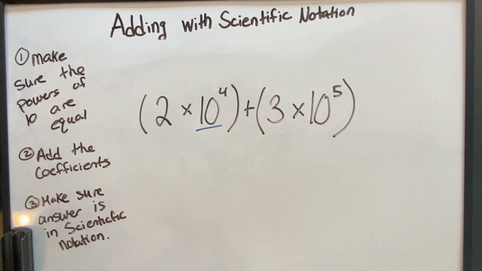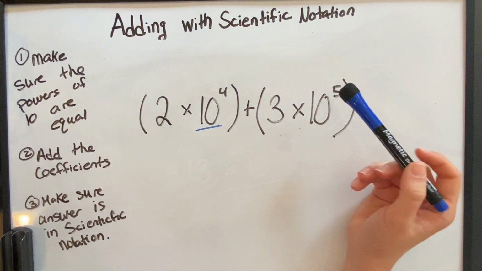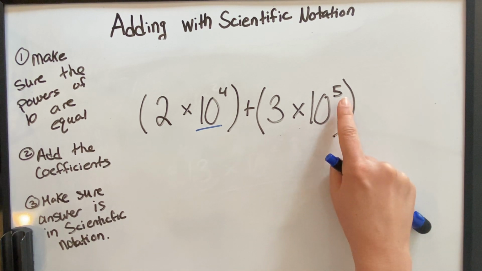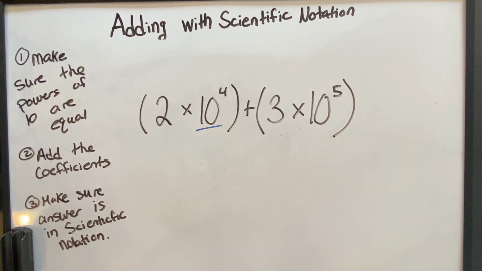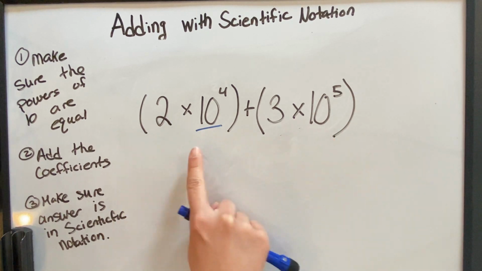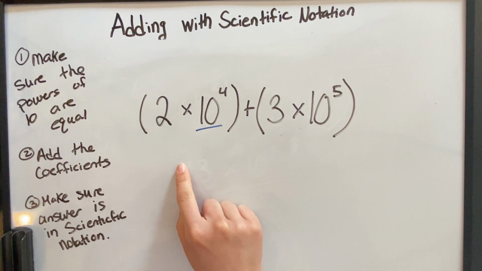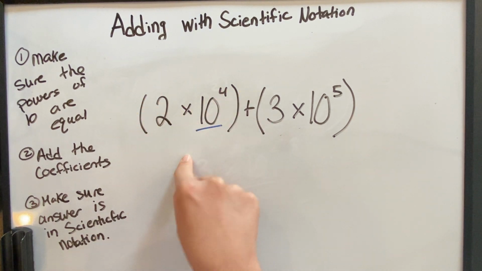Uh-oh, we have a problem. This scientific notation has 10 raised to the fifth power. Are my powers of 10 equal? No. So we must fix that. How are we going to fix it? Well, we need to convert one of them to have the same exponent as the other. So you can pick which one you want to work with. Here, I'll work with the first one that I see.